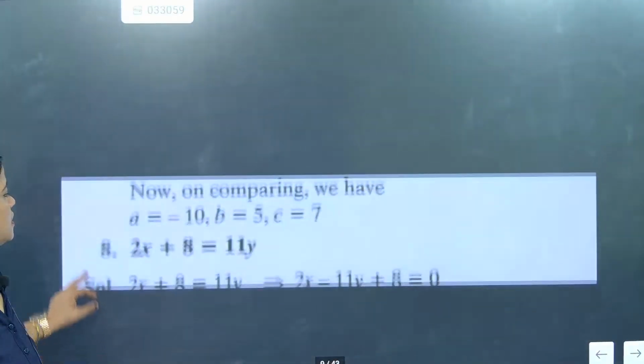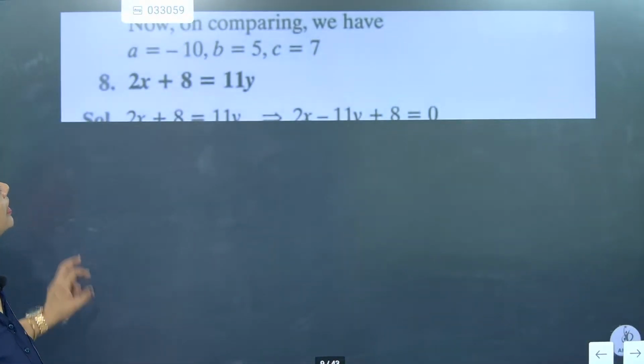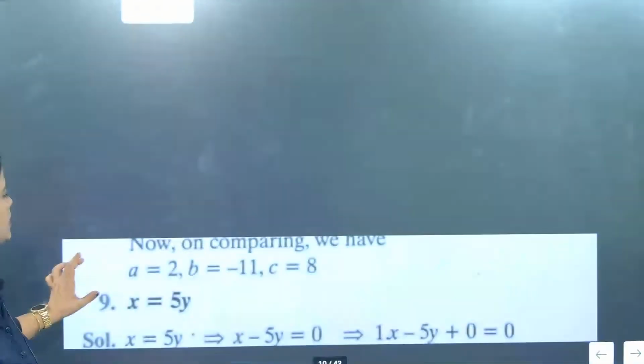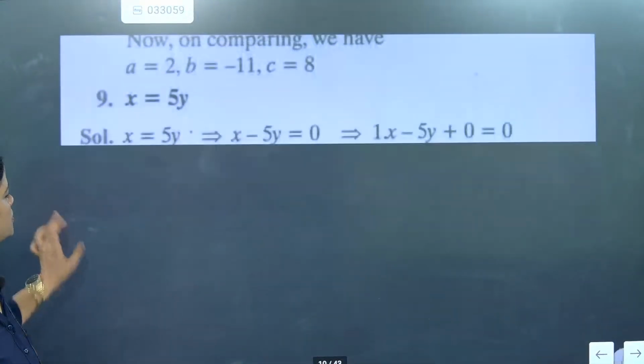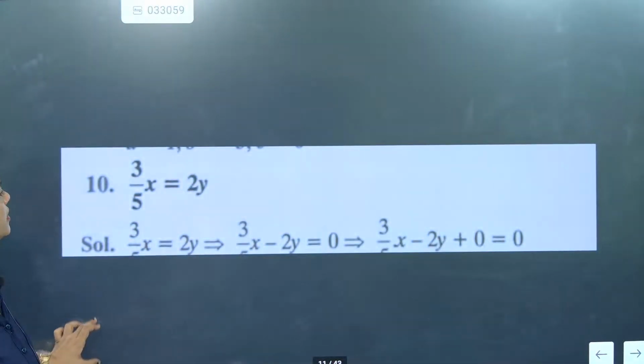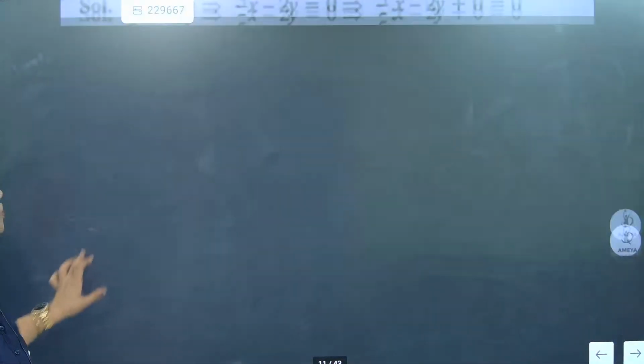This is easy. Again, this is an easy question, so we will just skip it and go for the next one. This question is also easy. The 9th question, we will learn to draw. Here, this question we will solve.